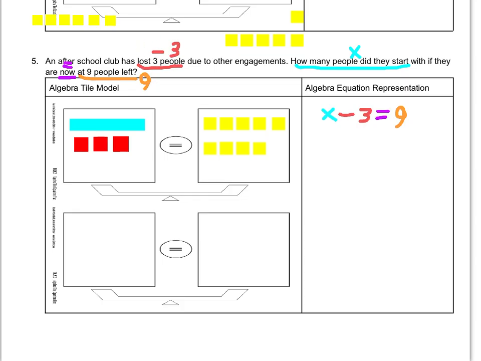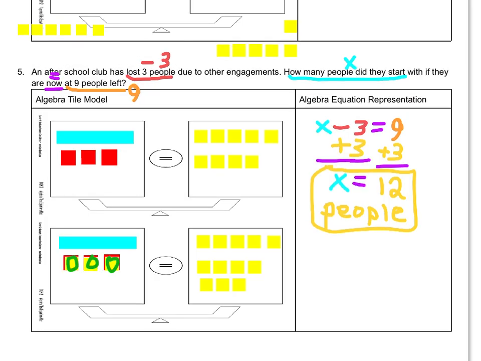We lost 3 people. That's a negative 3. How many people did they start with? So we start, take away 3, and now equals 9 left, so equals 9. Positive x, negative 3 on the left, 9 positives on the right. If you haven't done this already, try to solve this. As you can tell, this looks like number 2. Try solving it. Otherwise, that's going to look like this.